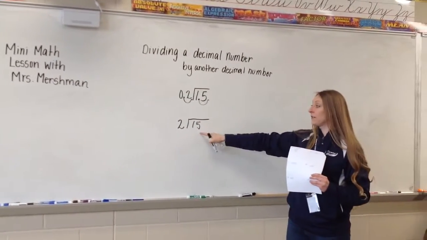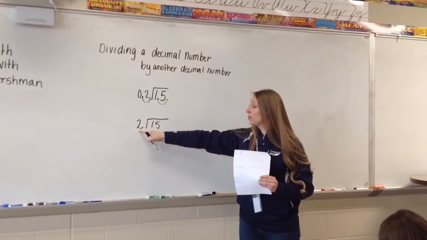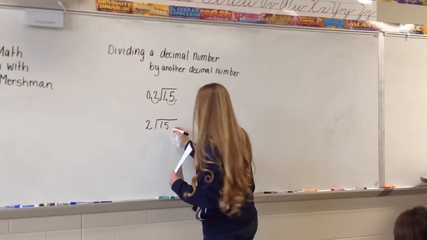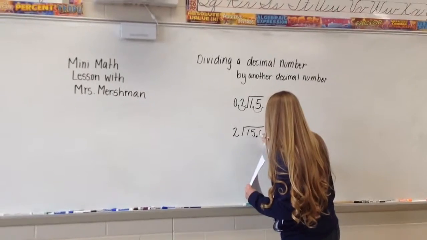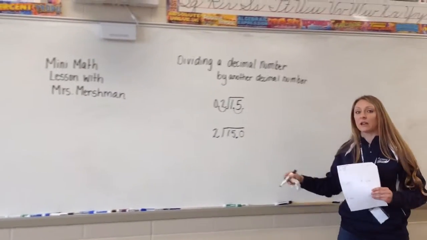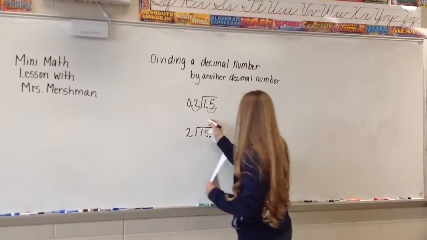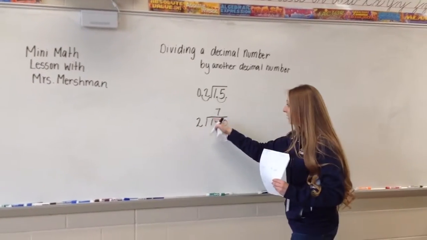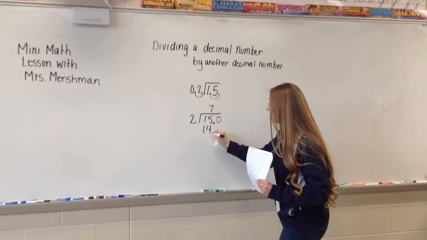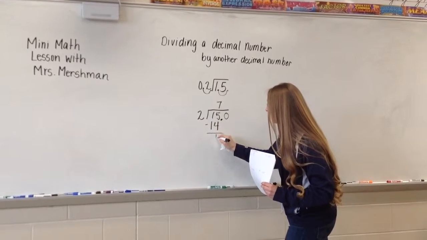Since I know that 15 does not divide evenly by 2, what I'm going to do is add another decimal point at the end and a 0, and then I can go ahead and divide like normal. 2 goes into 15 7 times. 2 times 7 is 14. When I subtract, I have 1 left over.